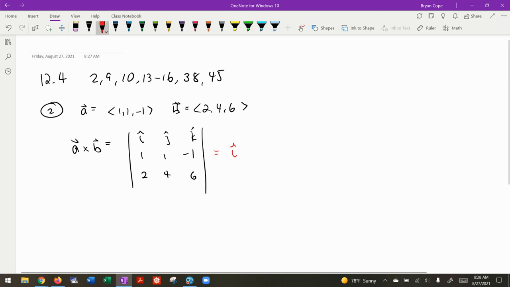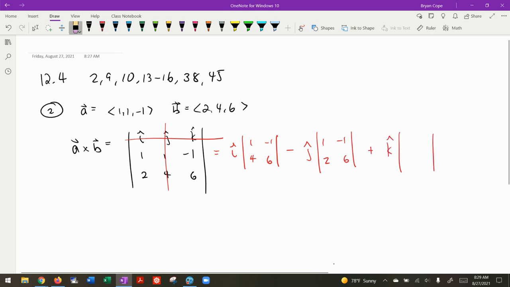So we'll take i times the determinant of the matrix that's formed when we delete that row and column. So we'll be left with 1, negative 1, 4, 6. Then the minus j, that's kind of the catch there, right? The signs alternate. Now delete that row and column. We're left with 1, negative 1, 2, and 6. And then we're going to go plus k, and we're going to delete that row and column. So that means we are left with 1, 1, 4, and 6.